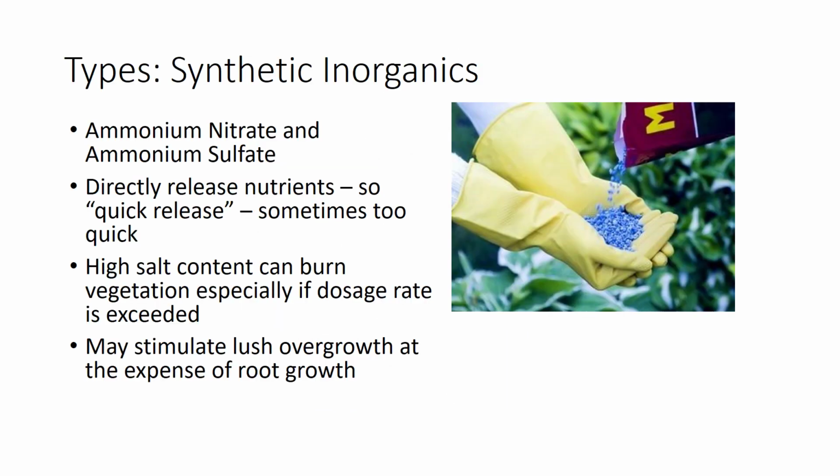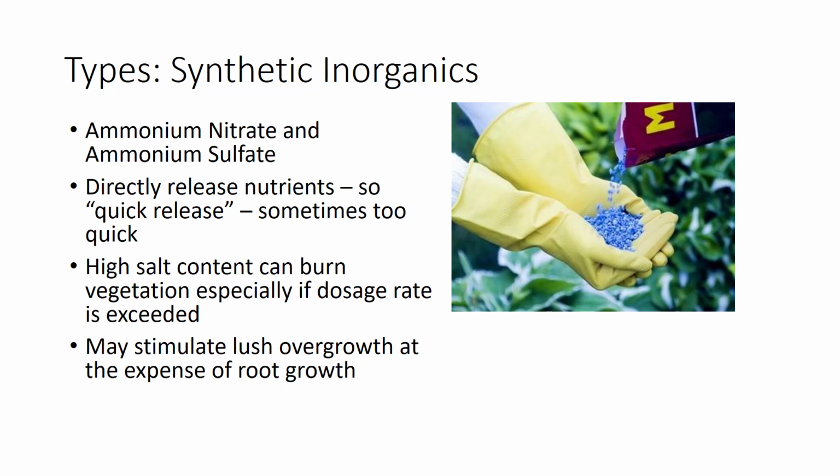turf. The first type of fertilizer is the synthetic inorganics. These are man-made and inorganic, meaning they do not contain carbon. The most common nitrogen sources are ammonium nitrate and ammonium sulfate. These sources are water-soluble, so they directly release nutrients as a quick-release formula, although it may be too quick. The response period for quick-release sources of nitrogen is typically 30 days. If too much is put on at one time, it may burn the foliage due to the high salt content.